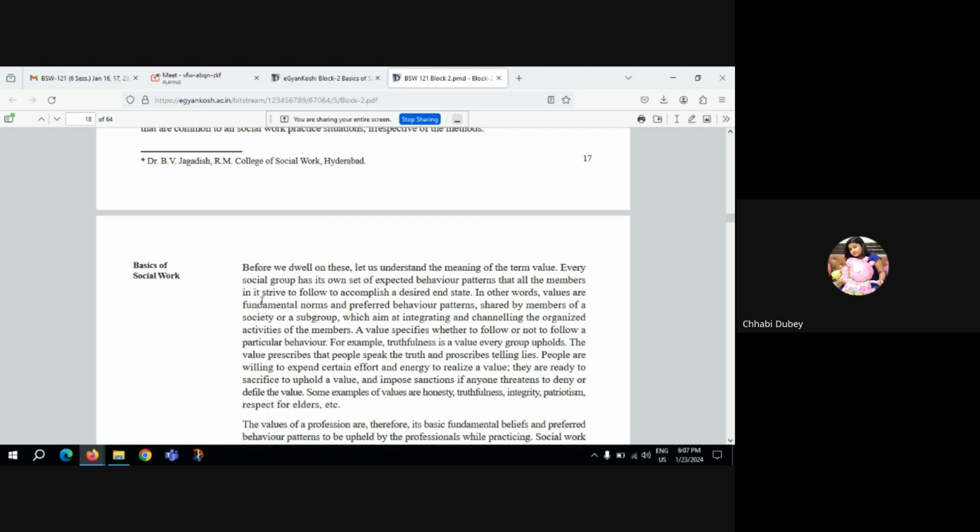Every social group has its own set of expected behavior patterns that all the members belonging to that group have to strive to follow, to accomplish a desired end state. So values are fundamental norms, and they are the preferred behavior patterns which are shared by the members of a group. And these patterns aim at integrating and channeling the organized activities of the members. For example, truthfulness is a value that every group upholds.